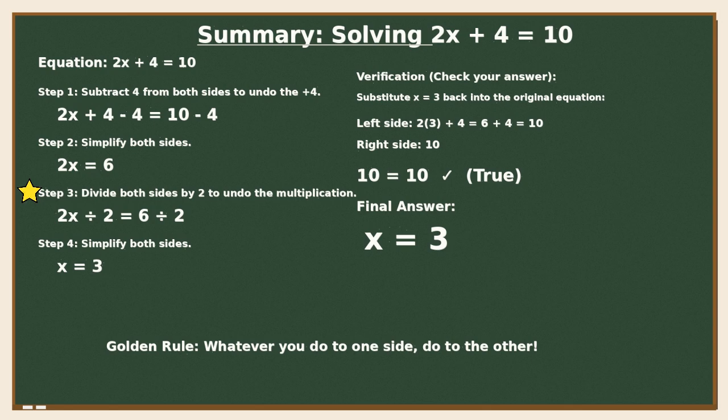Step 3, we divided both sides by 2 to undo the multiplication. That gave us 2x divided by 2 equals 6 divided by 2. Step 4, we simplified again. The 2's cancelled and 6 divided by 2 is 3, so x = 3.